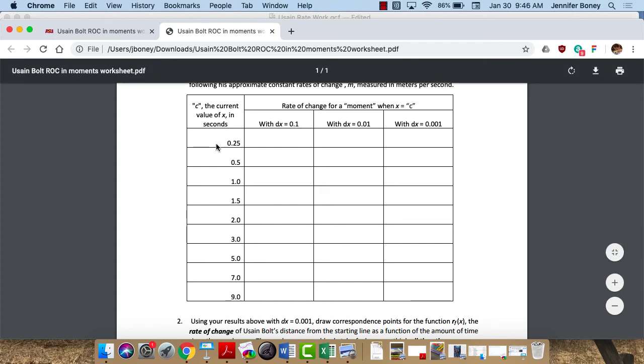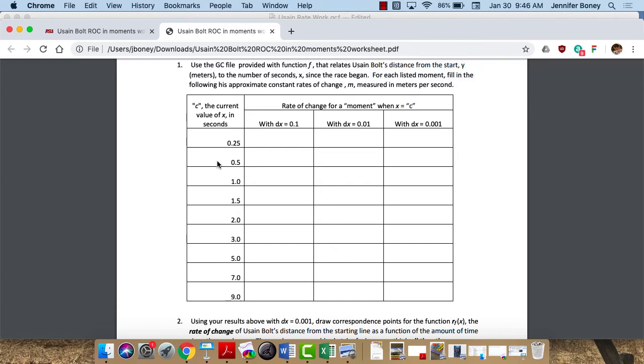If you're in the first row, also do 0.5. If you're in the second row, also do 1.0. If you're in the third row, also do 1.5. If you're in the fourth row, also do 2.0. We already did 3, so nobody gets to do that again. If you're in the fifth row, do 5. If you're in the sixth row, do 7. And if you're in the back row, do 9.